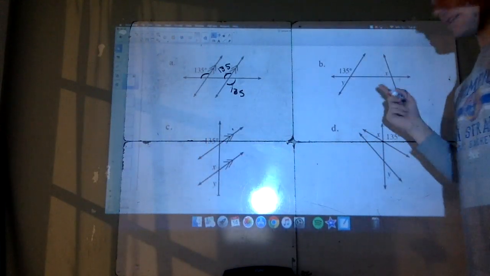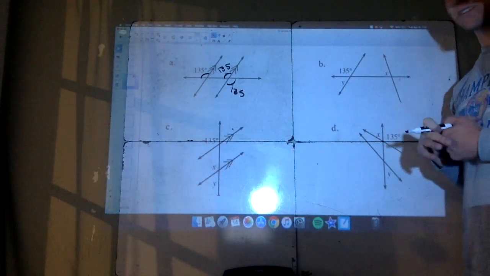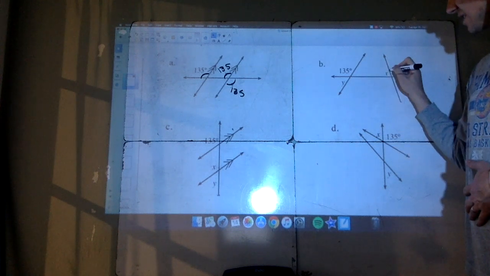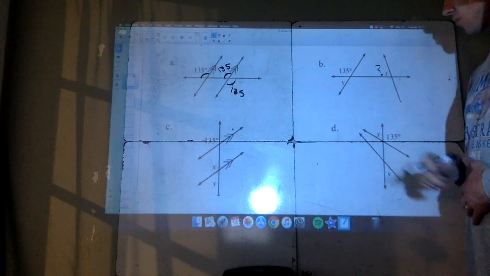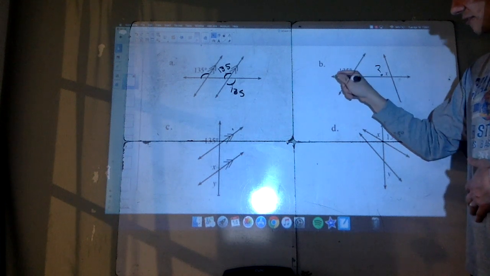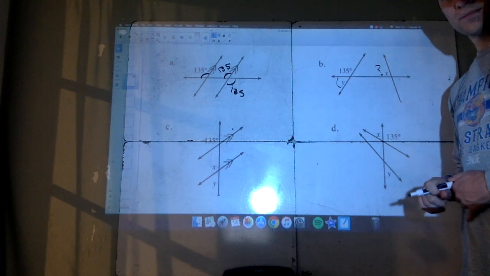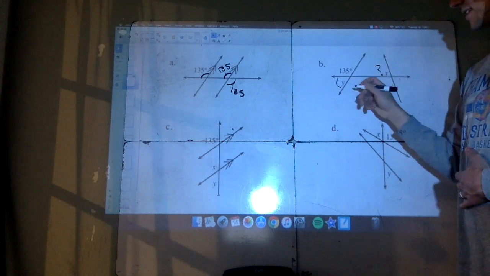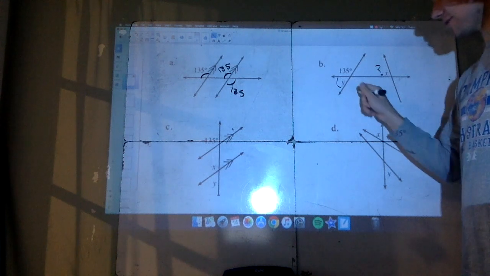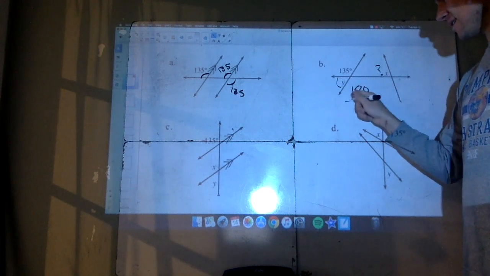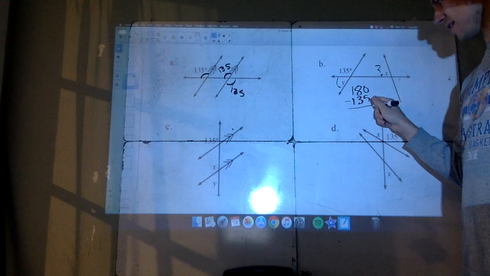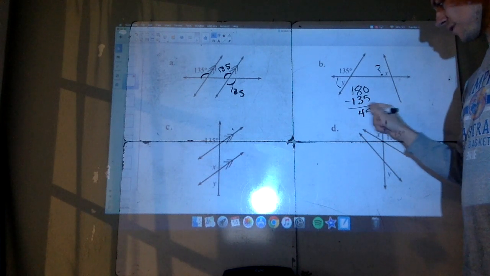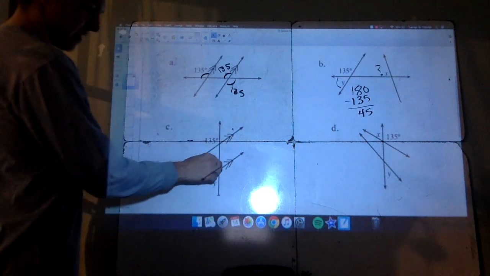But if you look at B, do you see how the lines are not parallel here? There's no markings to show they are. So we don't know what that X is, but we can find this angle Y right there. How do you think we do that? If you guessed saying these add to 180, you are correct. So we can just do 180 minus 135, which gives us 45 degrees.